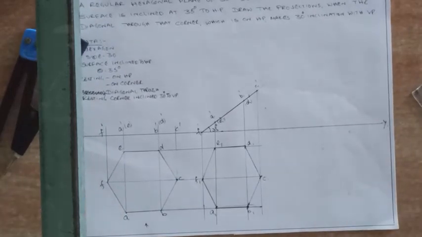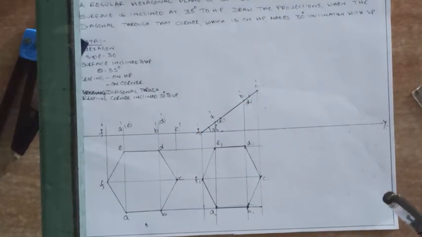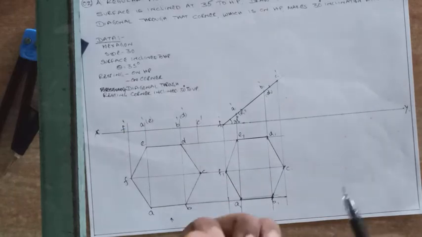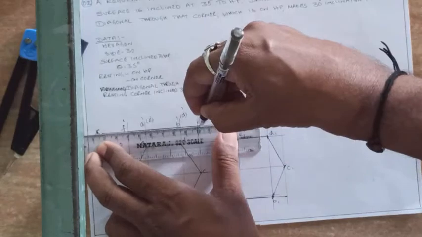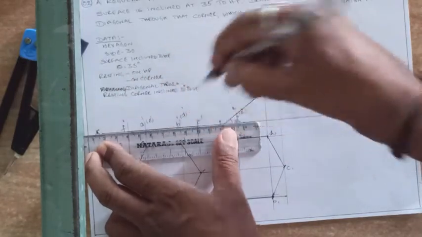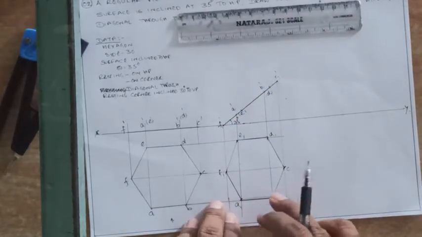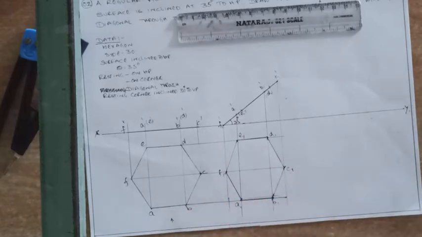Now the important stage is to transfer the distances. Here the condition is given that the diagonal through that corner which is on HP makes 30 degrees inclination with VP. Here if you see the diagonal, F and C is the diagonal which is on HP. This should be a thick line. So here also it is inclined, this portion, and here. So finally the diagonal F1 and C1 you have to transfer here.